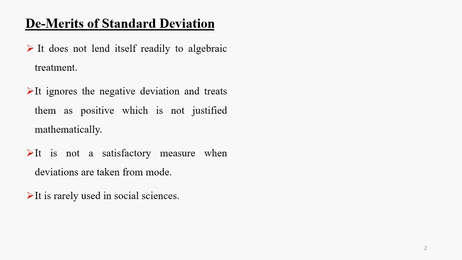The fourth problem is that it is rarely used in social sciences. Standard deviation nowadays is very rarely used. But in calculating student marks, for example, teachers know very well that they use the standard deviation to find how the deviation occurs by taking the mean. Here also the mean is taken, not the mode. If you take the mode, again it becomes not a satisfactory measure. So this is what we need to understand.